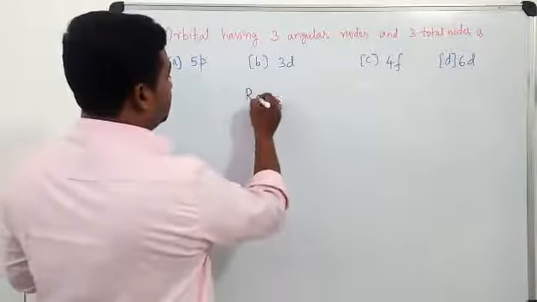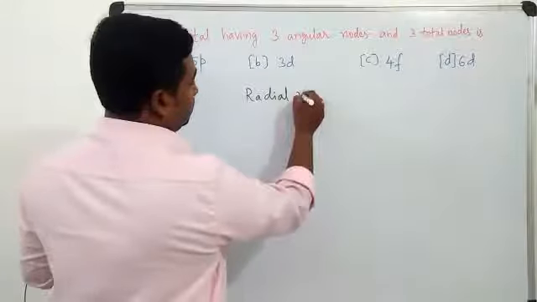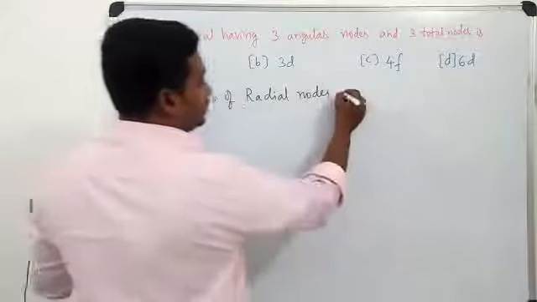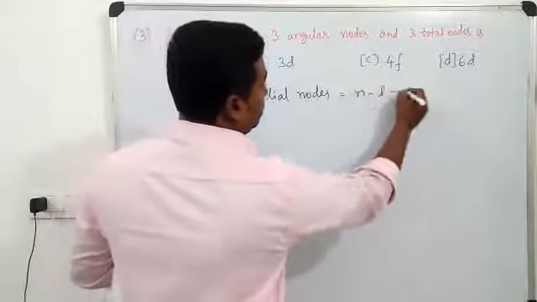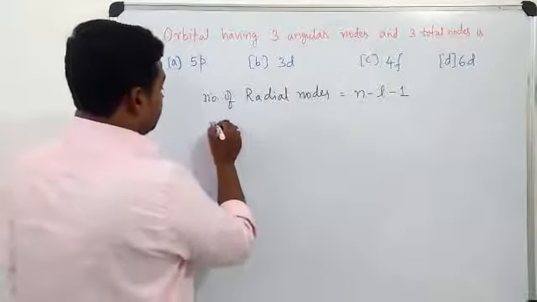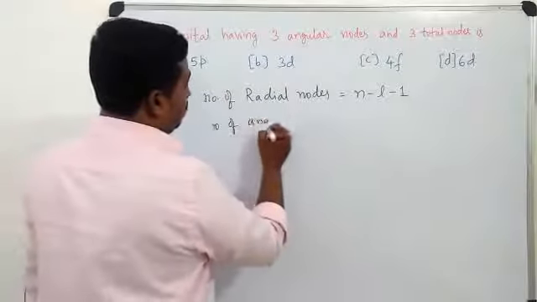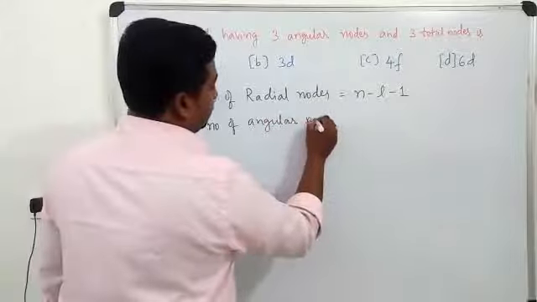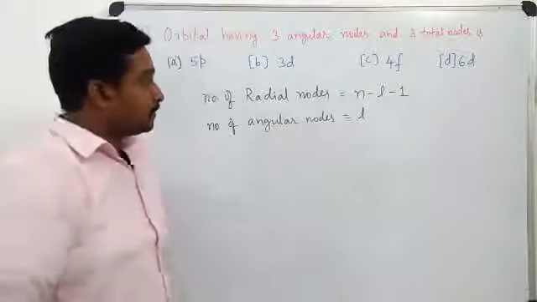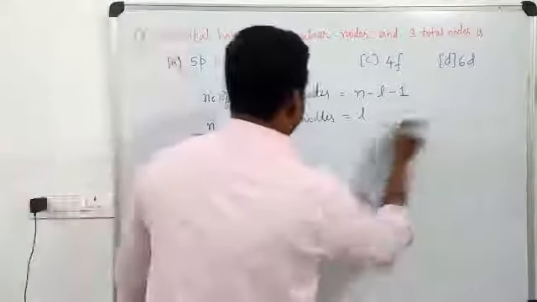The first is radial nodes. The number of radial nodes is given by n minus l minus 1, and the number of angular nodes is given by l, simply l. Then what happens to the total number of nodes?